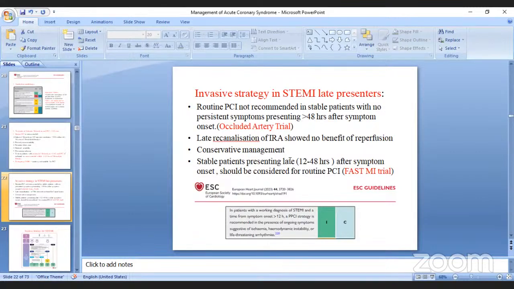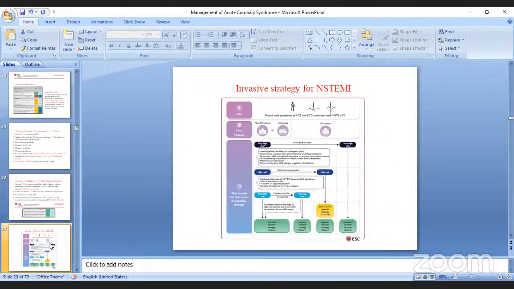In case of stable patients presenting late, that is within 12 to 48 hours after symptom onset, they should be considered for routine PCI as per the FAST-MI trial. And in case of patients who are presenting with ongoing symptoms of ischemia, hemodynamic instability, or life-threatening arrhythmias more than 12 hours, definitely a primary PCI is recommended.